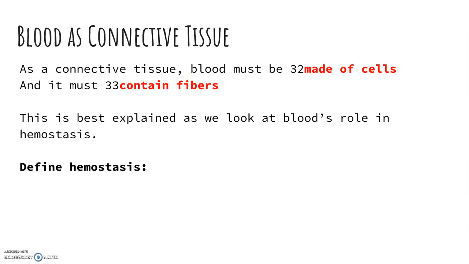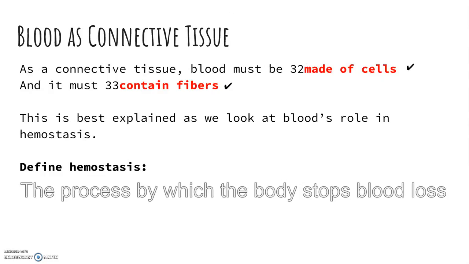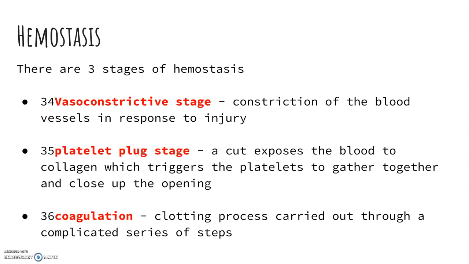Now we move on to how blood works as a connective tissue. So remember, blood is a connective tissue. We learned about that way back in the second module of the book. It's made of cells, check, and connective tissues have to contain fibers, check. We can best explain that if we look at the role in hemostasis, another vocabulary word. Hemostasis is the process by which the body stops blood loss. Basically, hemostasis is how the body clots its blood.